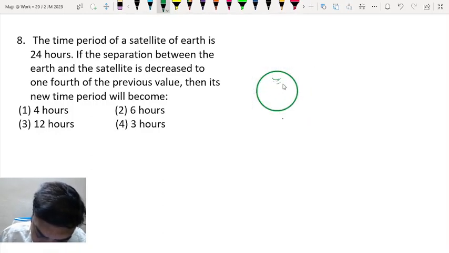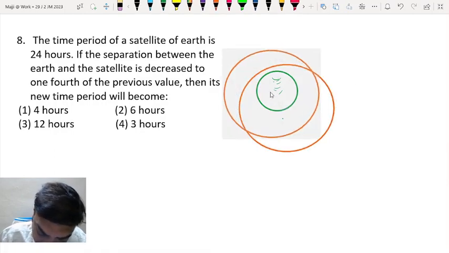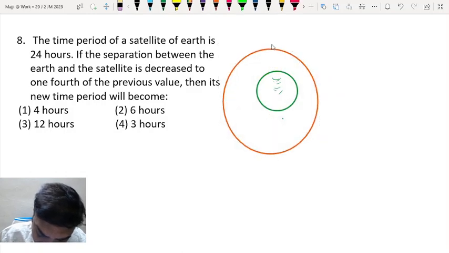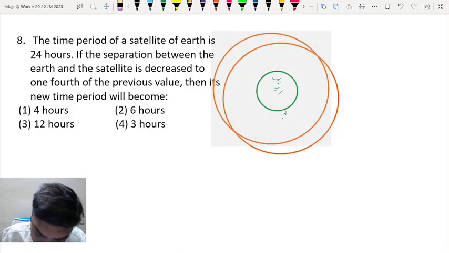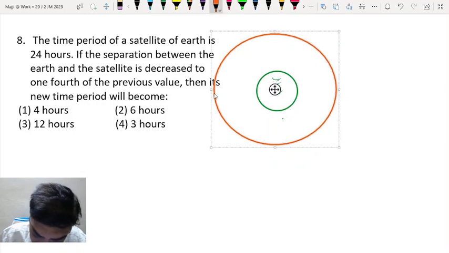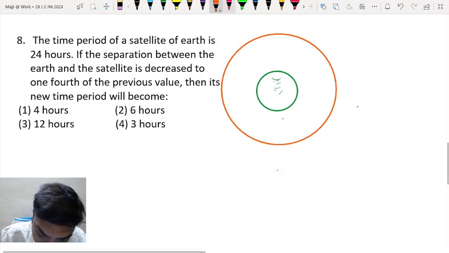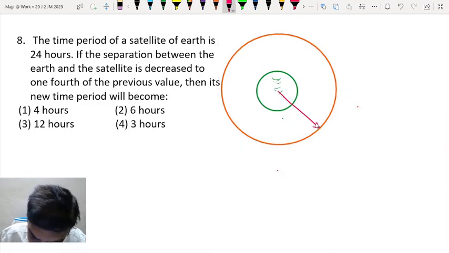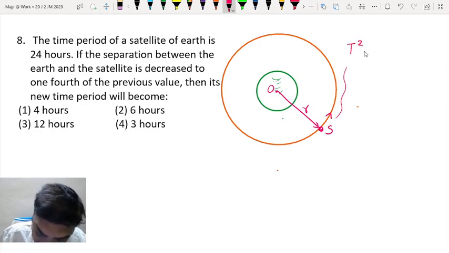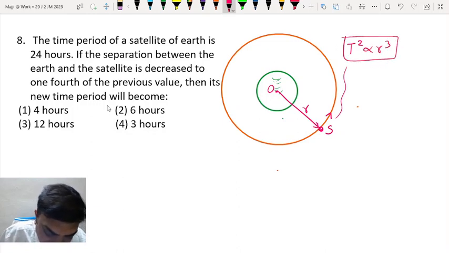This is Earth, and this is the orbit of some satellite. Let us say this distance is r, and this is the satellite. Satellite is revolving like this. So the period of revolution squared is proportional to r cubed. This is Kepler's third law. This is based on Kepler's third law.